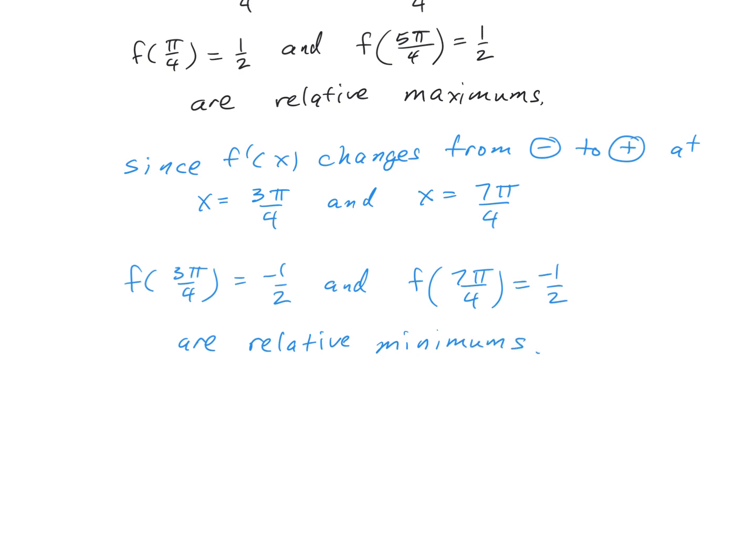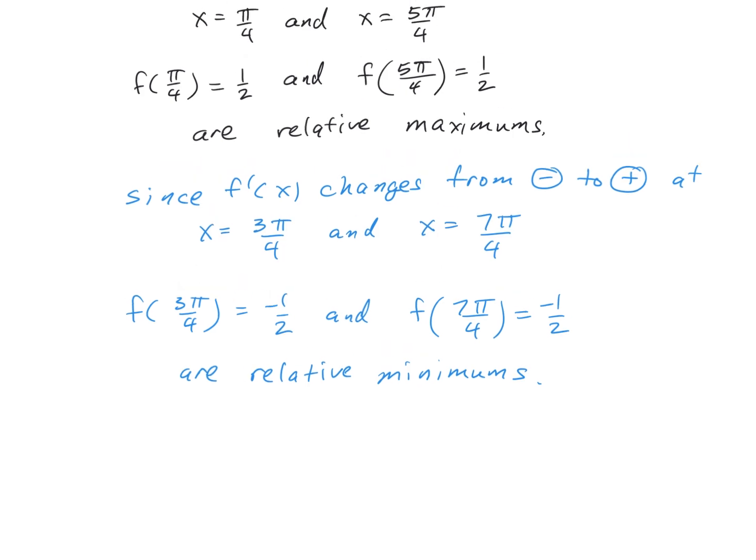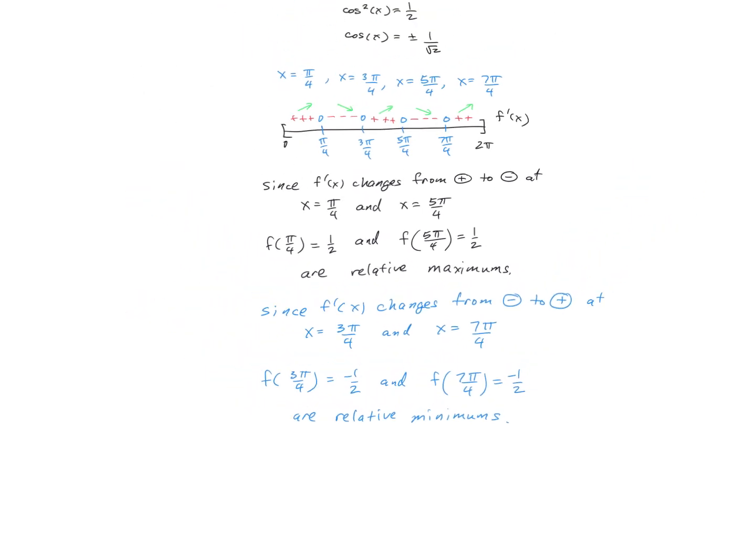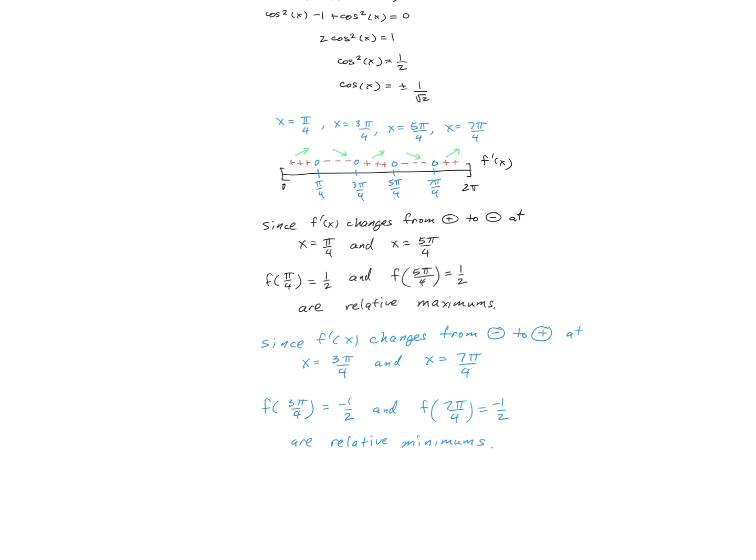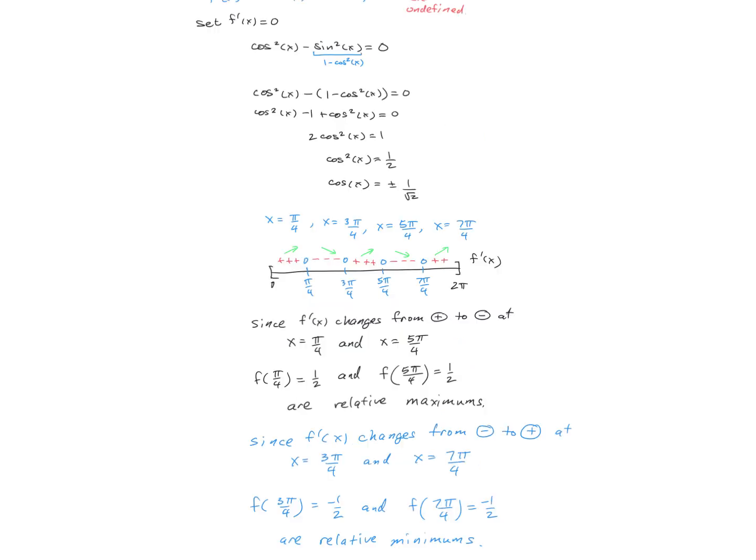So this function has two relative maxes and two relative mins on the interval from 0 to 2 pi. And again, you'll notice there's a bit of a symmetry here because we have a nice even function that we're taking a look at on our domain. Actually, it's even, isn't it? Yes, we go back.